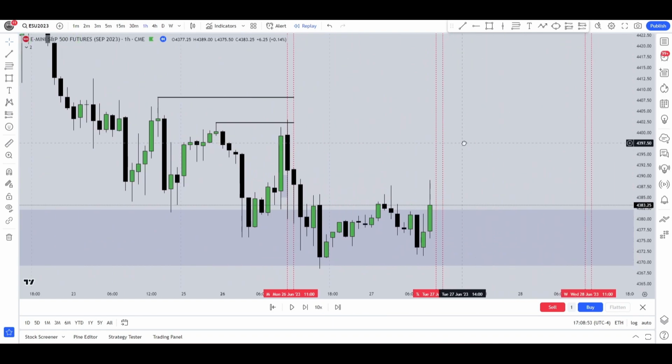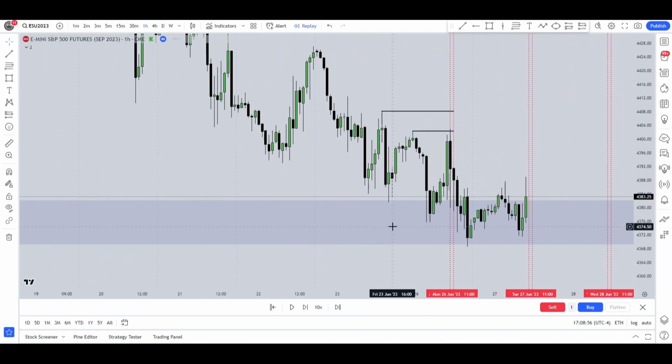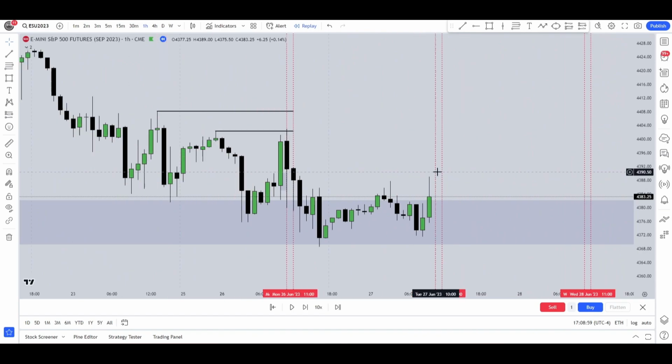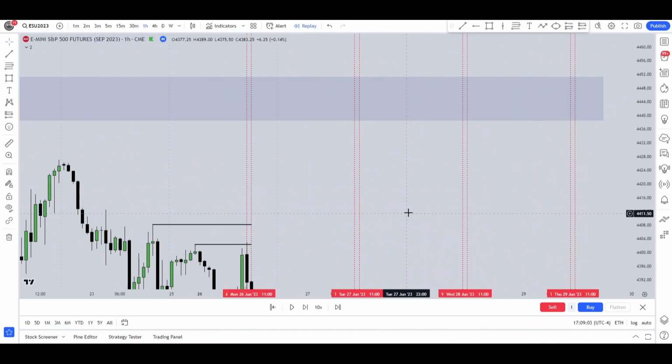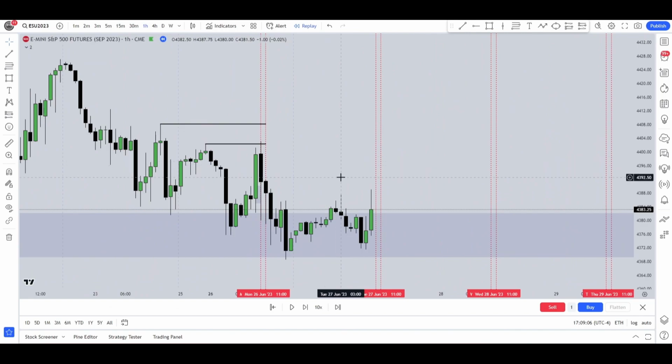So what we have done now is fill out the fair value gap right here, the daily one I marked out earlier, and now my bias has changed, and now I'll be looking for the fair value gap up here as another target. So bias is now long, but I can also take shorts if I see a good setup.